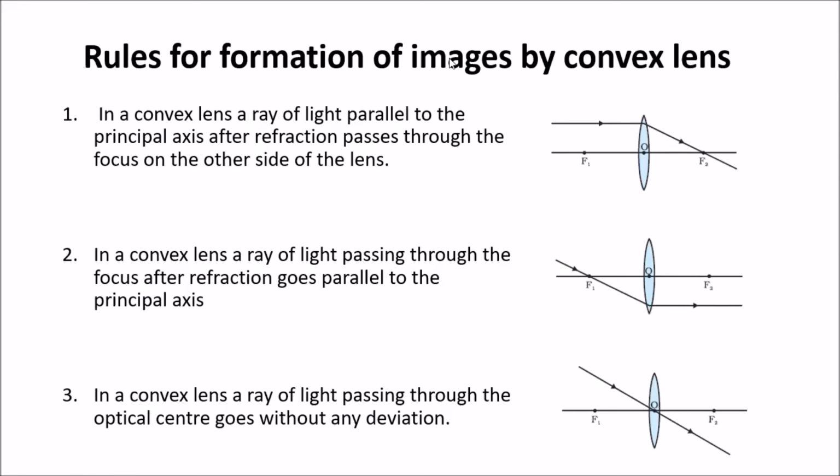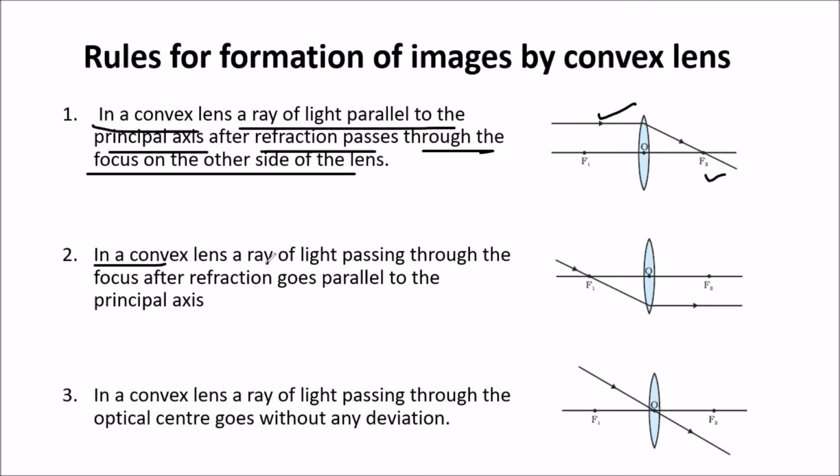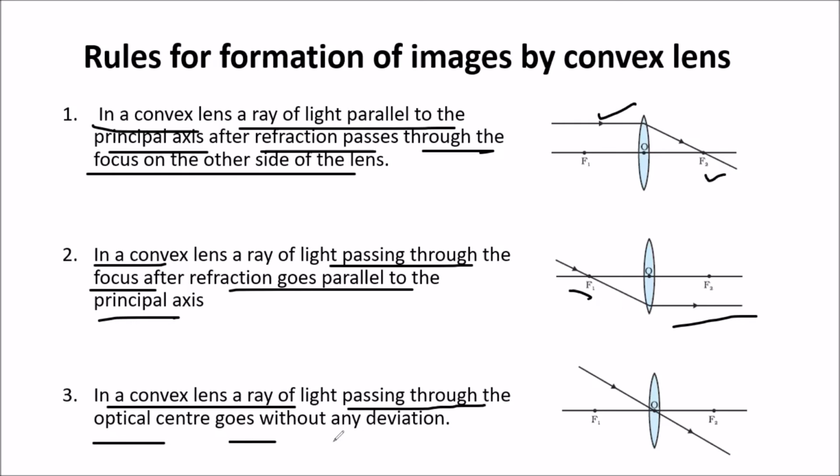So these are the rules as we have just discussed. Rule 1: in a convex lens, a ray of light parallel to the principal axis after refraction passes through focus on the other side of the lens. Rule 2: in a convex lens, a ray of light passing through focus, after refraction goes parallel to the principal axis. And the last one: in a convex lens, a ray of light passing through the optical center goes without any deviation. It passes as it is.